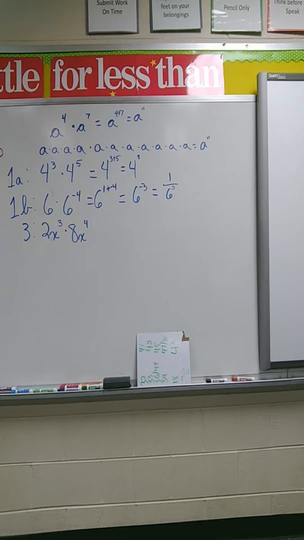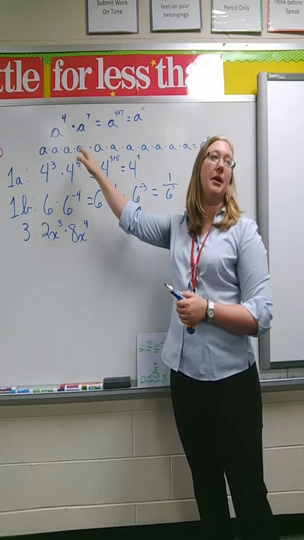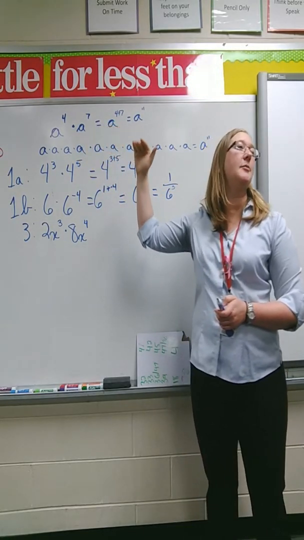Do I have just a base and an exponent this time? No. What do I have in front of those bases? Numbers. Those numbers we call coefficients. So, with the base and the exponent, we added the exponents and we kept the base, correct?